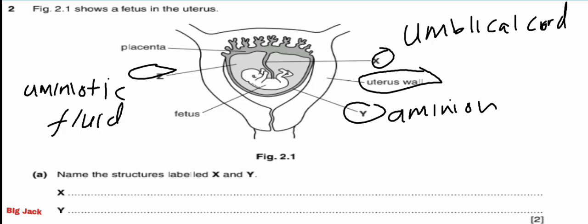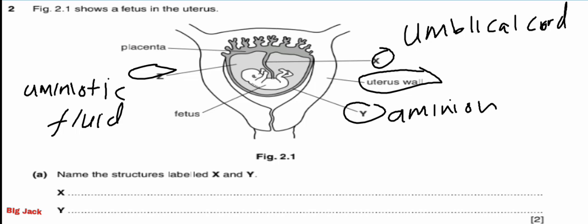Temperature. Apart from regulating temperature, it also prevents the mechanical shock to the baby. Okay, so let's try to answer the questions. As for the first question, question A, name the structures labeled X and Y. So we can say X is going to be the umbilical cord, and as for Y, it is going to be the amnion.